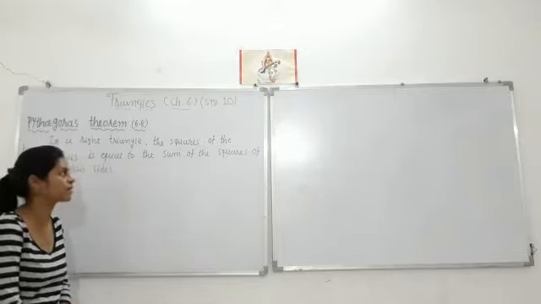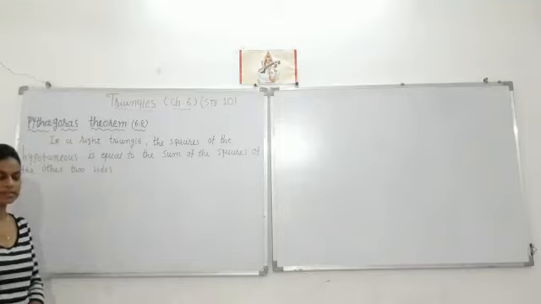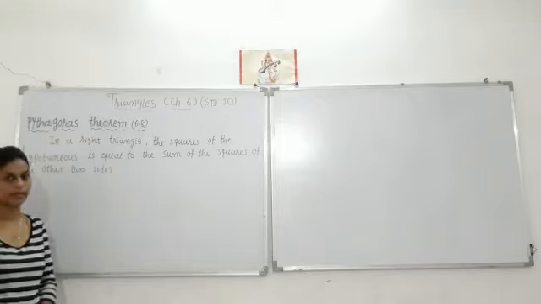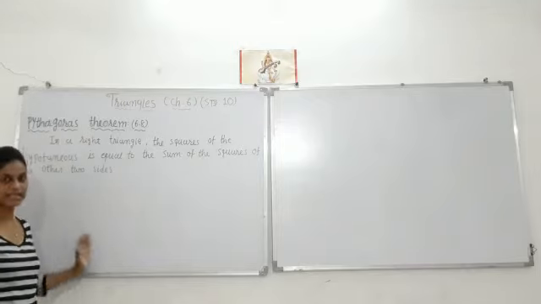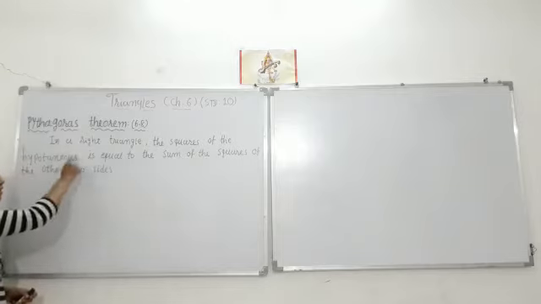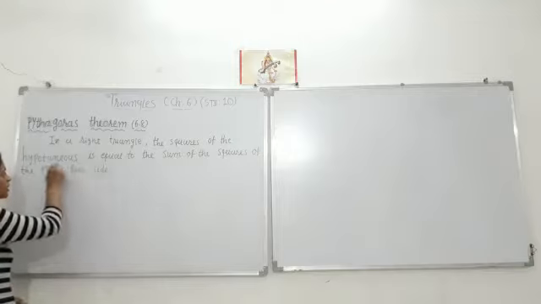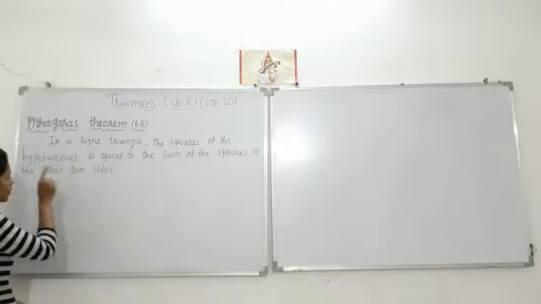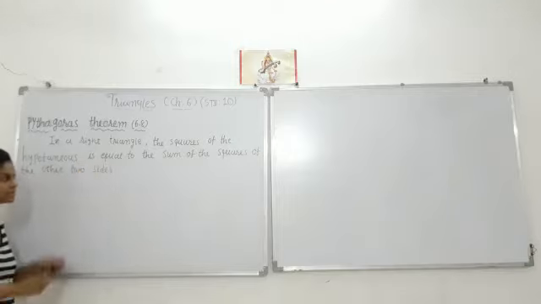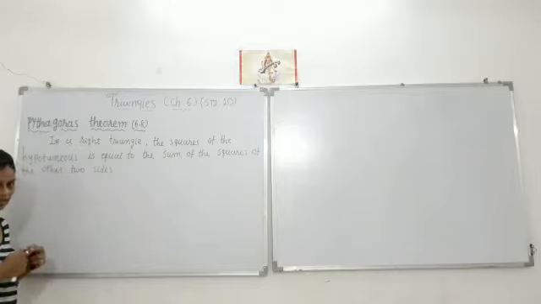Today our topic is Pythagoras theorem. Pythagoras theorem is only applicable in a right angle triangle. First we understand its statement. Its statement is: in a right triangle, that means right angle triangle, the square of the hypotenuse is equal to the sum of squares of the other two sides. We understand this statement by figure.